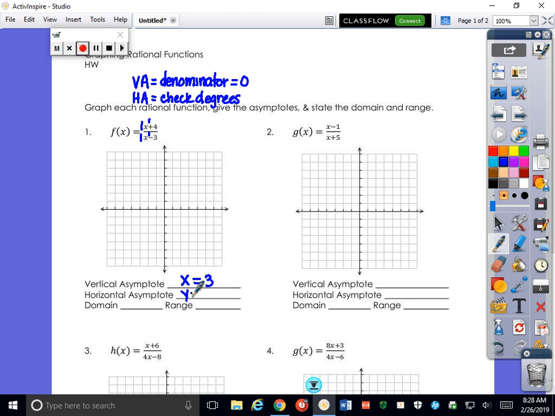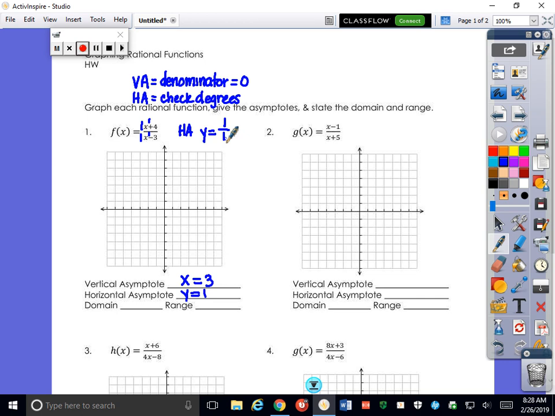Which means that my horizontal asymptote is going to be y equals 1, because you're going to do 1 divided by 1. Anytime that the degrees are the same on the numerator and the denominator, you go to the leading coefficients and you divide them. So my horizontal asymptote is going to be y equals 1 divided by 1. Okay?